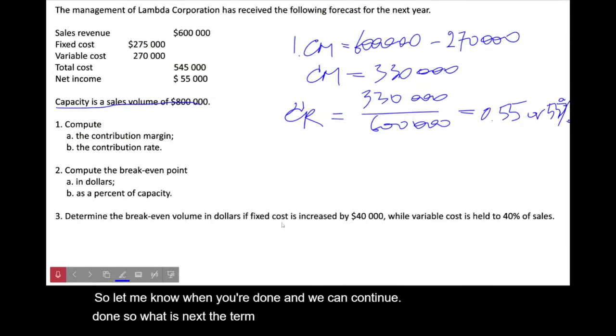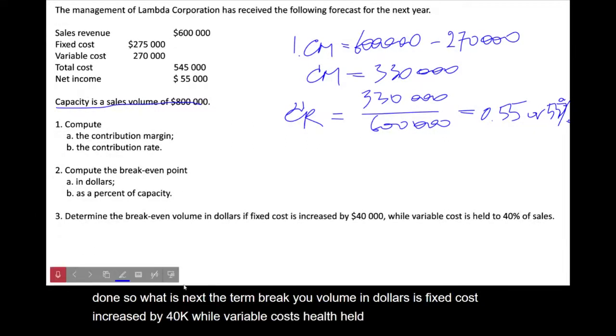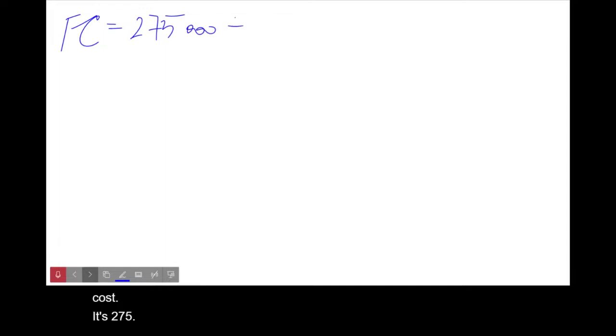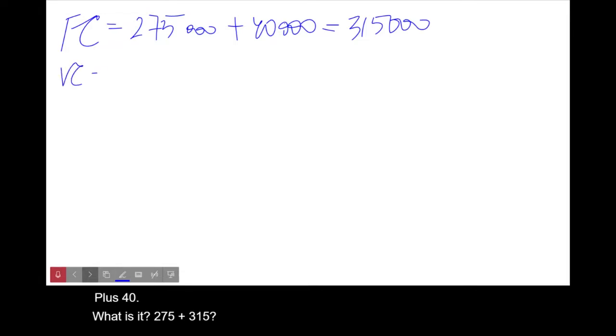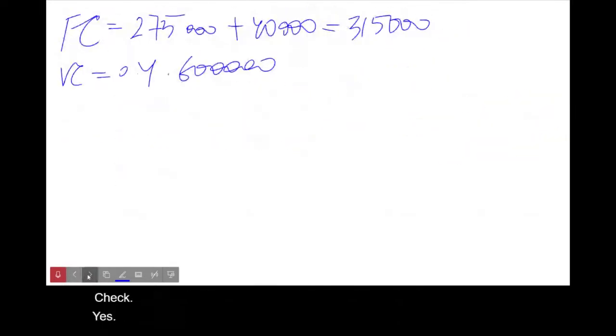Determine the break-even volume in dollars if fixed cost increased by 40K while variable cost is held at 40% of sales. So fixed cost is 275 plus 40. What is it? 275 plus 40 is 315. Okay, and variable cost is 40% of sales, which is 600,000. Let me double check. Yes. So 0.4 times 600,000.